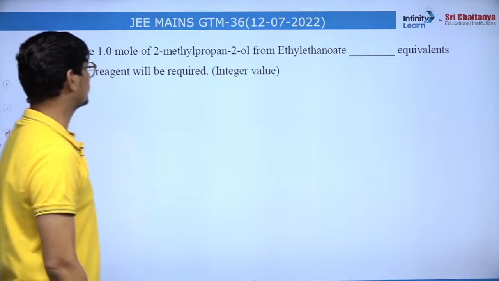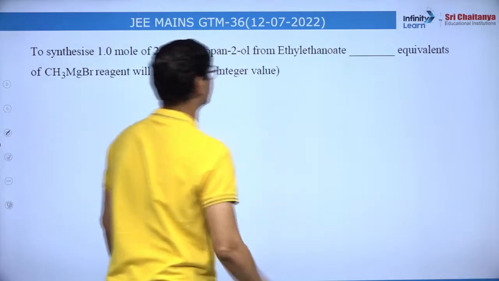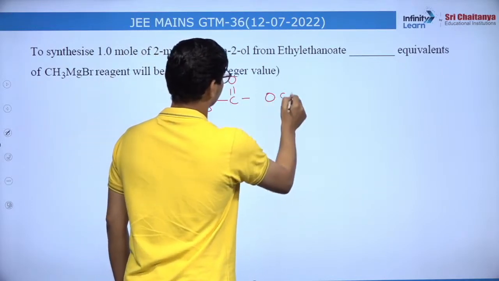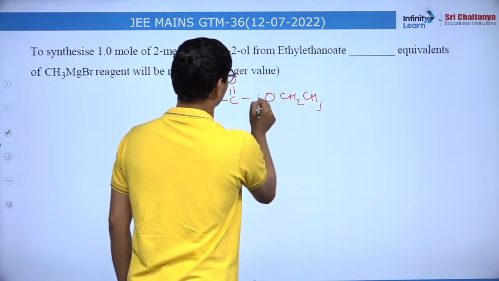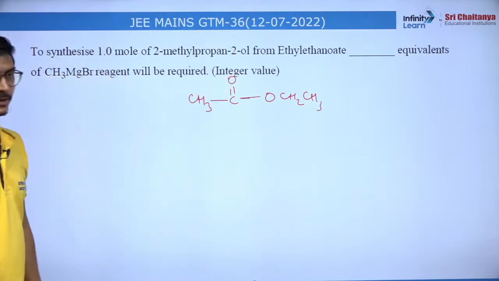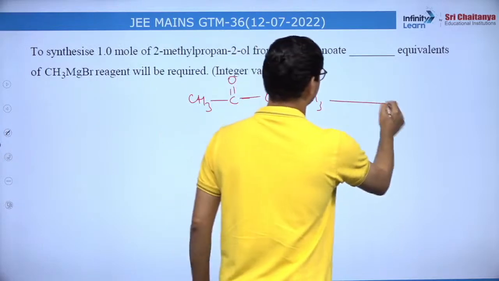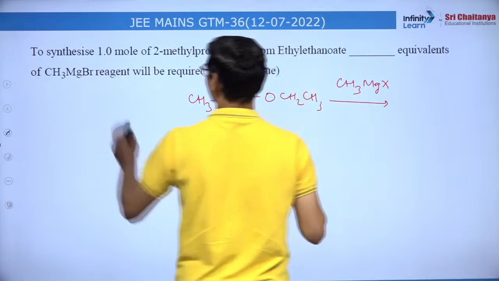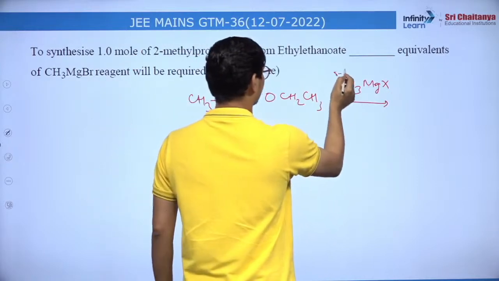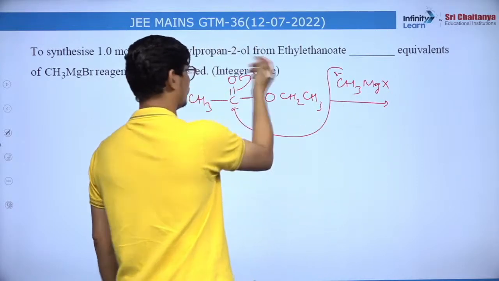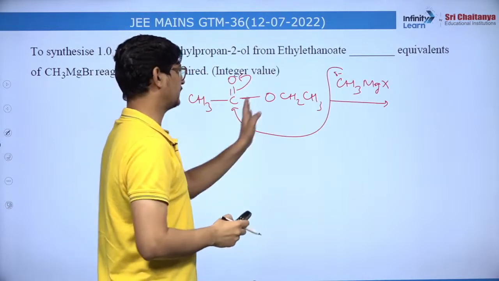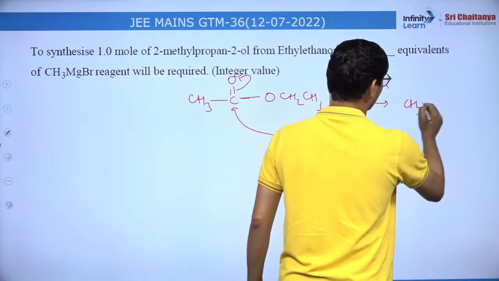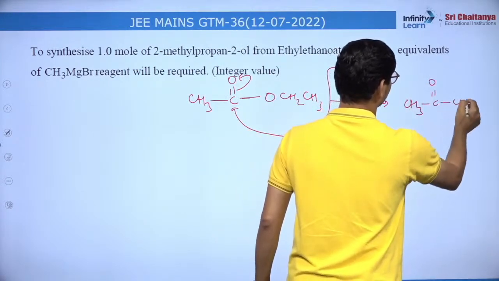To synthesize 1 mole of 2-methyl propanediol from ethyl ethanoate. Alright, this is ethyl ethanoate. Now remember, when it reacts with Grignard reagent CH3MgX, right? We are reacting with CH3MgBr. So what will happen? In the first step, this will attack, this bond will break, and when this bond shifts, this ethoxide will be the leaving group. So basically you will get a ketone. What will you get here? You will get a ketone, right?